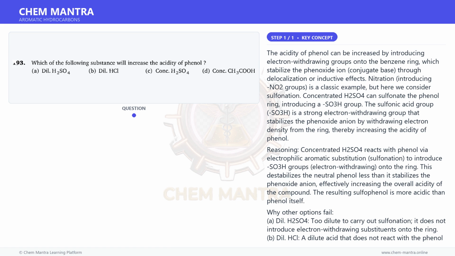The sulfonic acid group, SO3H, is a strong electron-withdrawing group that stabilizes the phenoxide anion by withdrawing electron density from the ring, thereby increasing the acidity of phenol.